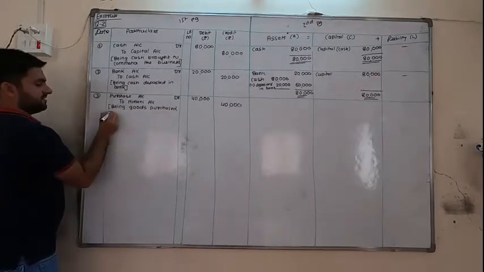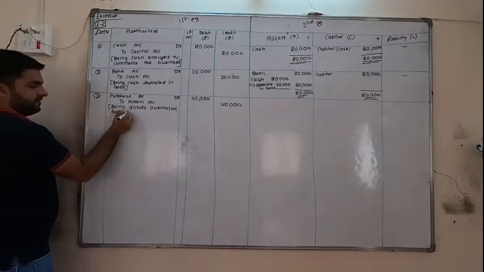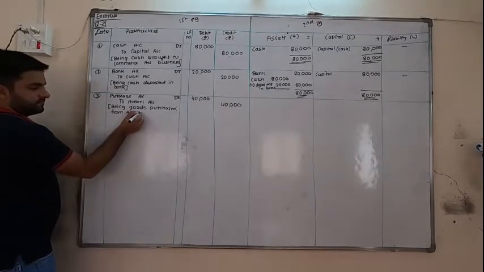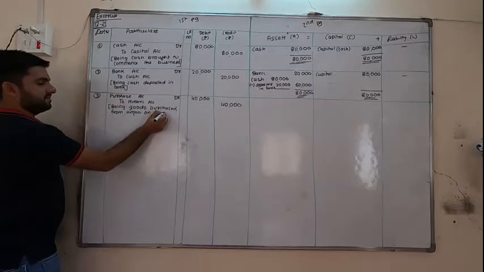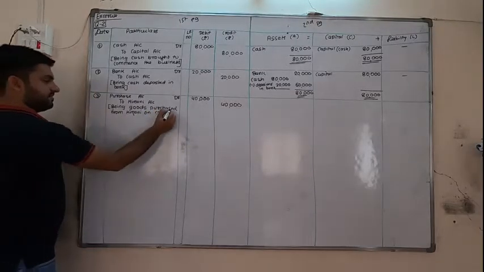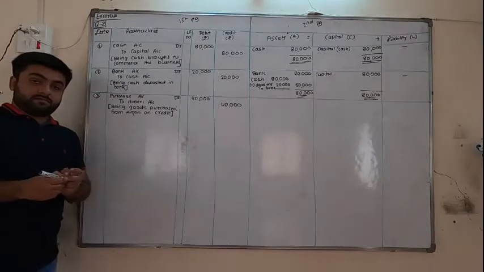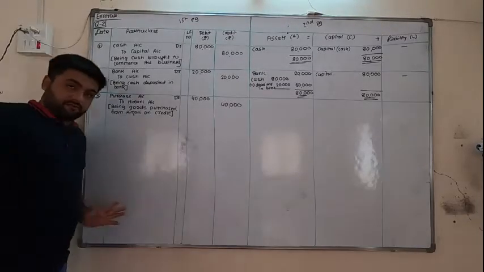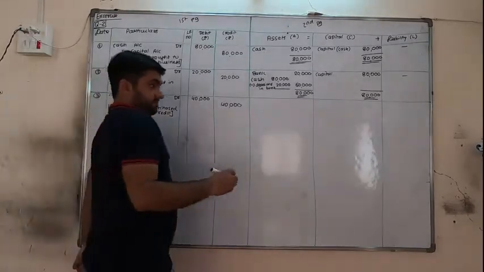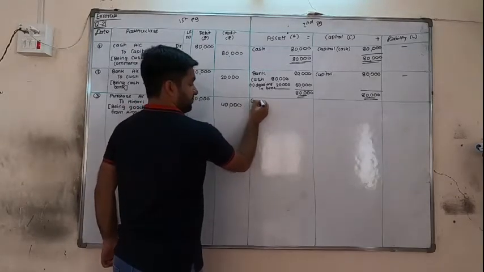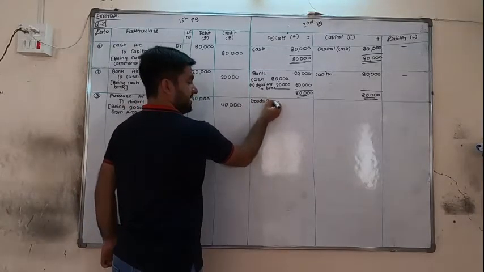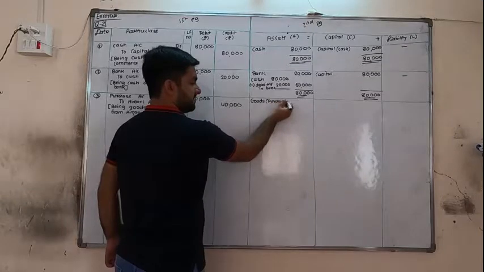B. Goods purchased from Himani on credit. Yes. We are having purchase of goods, so goods are coming in. Goods are our asset. So you should write here goods, and in bracket you will write purchase.